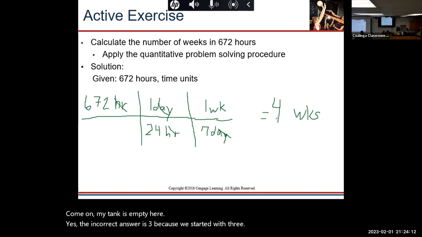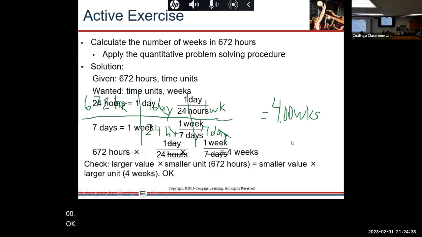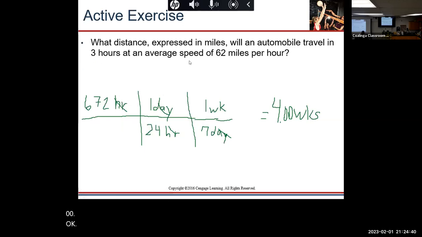Days to hours is a conversion, right? Are those conversions? And what did I just say about conversions? Okay, so then the actual answer should be 4.00. Okay. Yeah, too easy. We're gonna move forward.